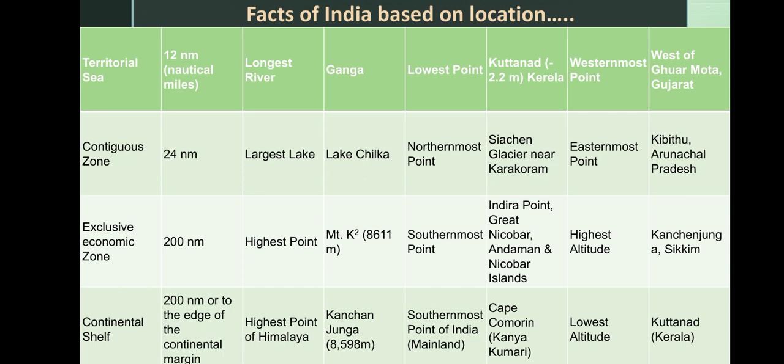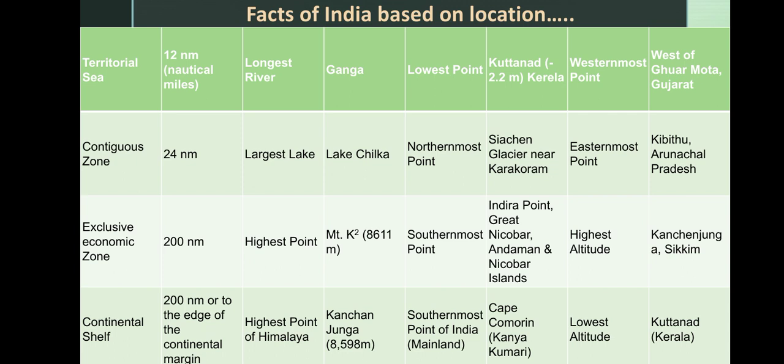Northernmost point of India, Siachen Glacier near Karakoram or Indira Col. Southernmost point of India, Indira Point, Great Nicobar Island. Southernmost point of mainland India, Cape Comorin, that is Kanyakumari. Westernmost point of India, Dwarka, or you can say west of Guar Moti. Easternmost point Kibithu or Sadiya, Arunachal Pradesh.